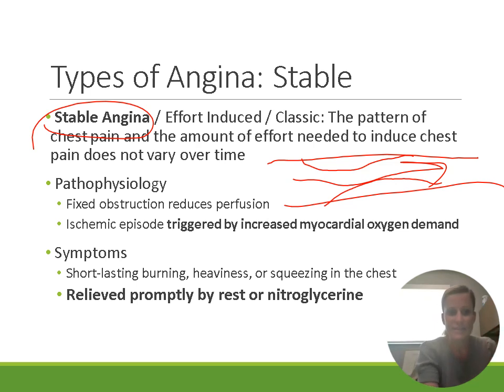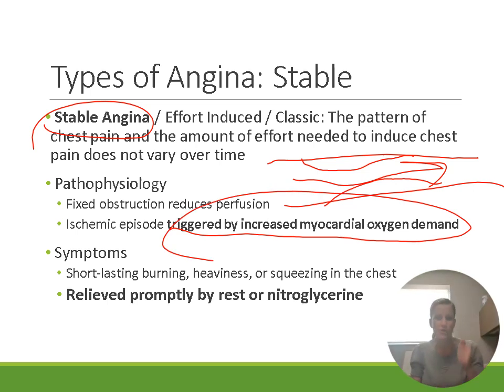But this ischemic episode gets triggered by increased myocardial oxygen demand. So what this means is the person's heart starts working harder, so it needs more blood flow. That's when they can't accomplish it. That's when the vessel can't give them more blood flow. It's already maxed out. So exercise. Exercise makes the heart beat harder and faster. If it's working harder, that means it needs more oxygen being delivered to it. You can't do that.